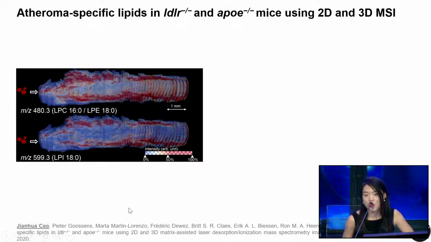This is another direction. We look at the 3D data. This is a 3D longitudinal view of two selected plaque-specific lipids. You can clearly see they are present in the plaque from beginning to the end along the blood flow direction.